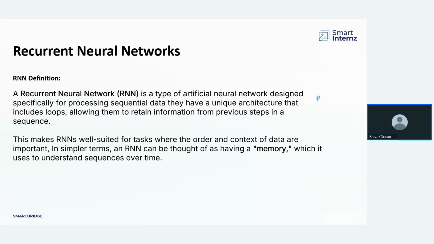And what it is saying in simple terms: an RNN can be thought of as having a memory which it uses to understand sequences over time. It processes the elements of the sequence one at a time, updates its memory, and then uses that memory to inform its prediction of the output. In a sequence, each and every word, one word at each step, will be going into that memory state. So having a memory is nothing but the memory state.